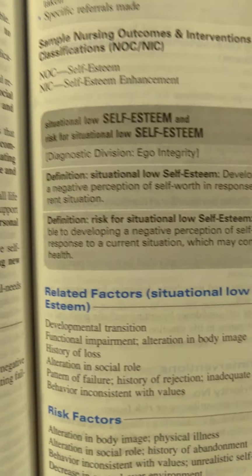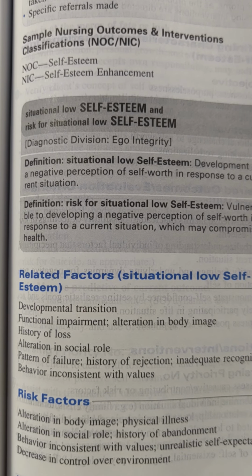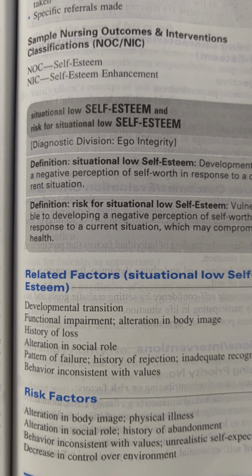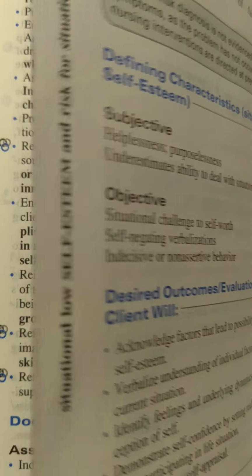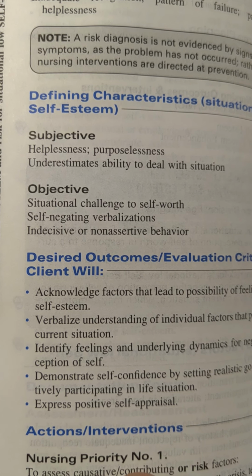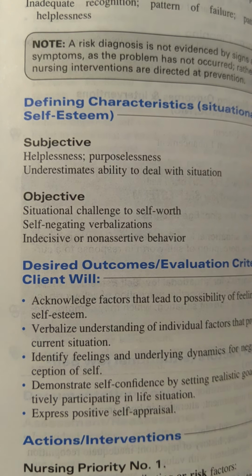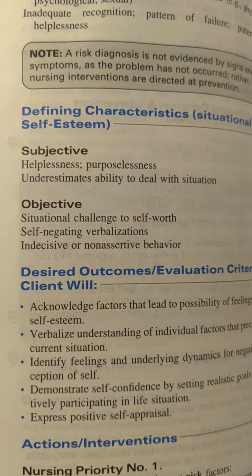So that's that. Now if I pick another one, where would be a good one? I'm just picking randomly. All right, here's the psychosocial one. Situational low self-esteem. Very important. It gives you a quick definition of how you get low self-esteem, all that kind of stuff. But then it gives the defining characteristics: helplessness, purposelessness, can't deal with anything. It says self-negating verbalizations like, I'm no good, I'll never master this.